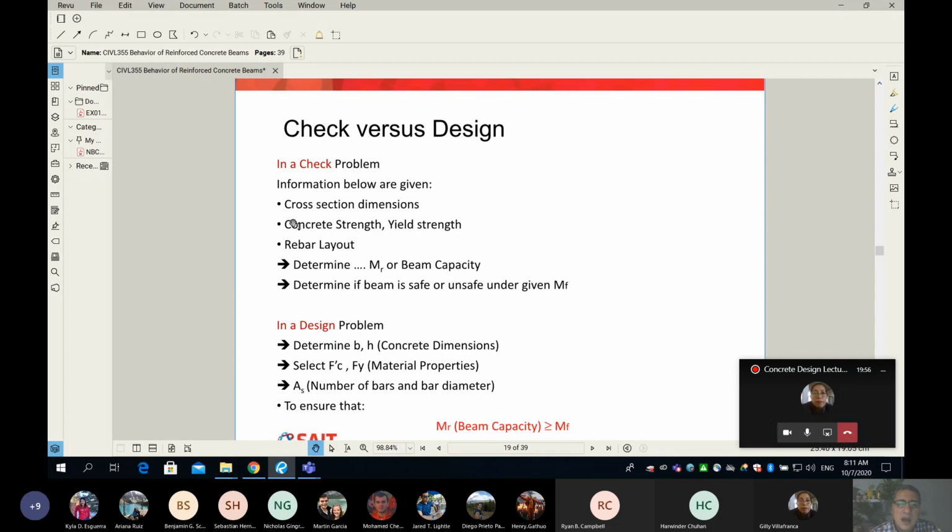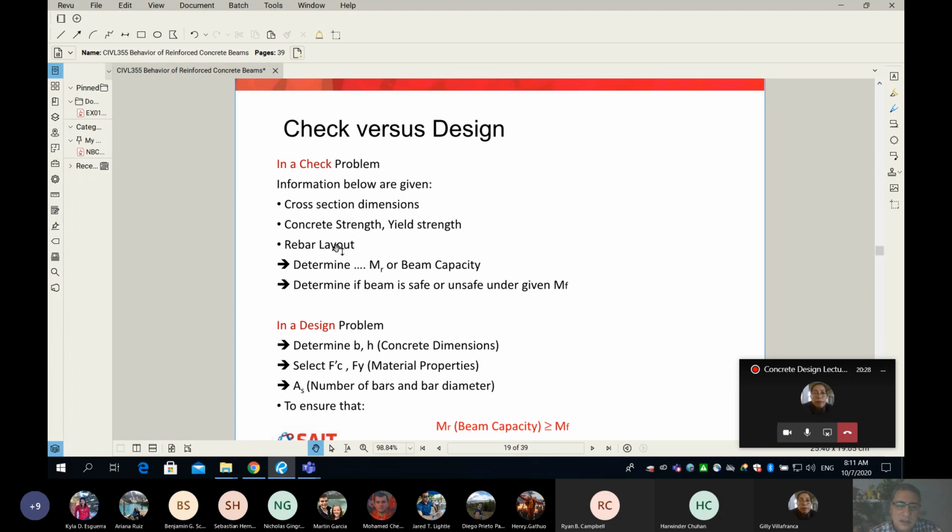So the given are the cross section dimensions. The beam is given to you and everything is known. It means I know the width of the beam and the height of the beam. We also know the material properties like the f'c and Fy. And also we know the rebar layout. It means there are this many rebars with this diameter. So you can see the entire section is given to you.